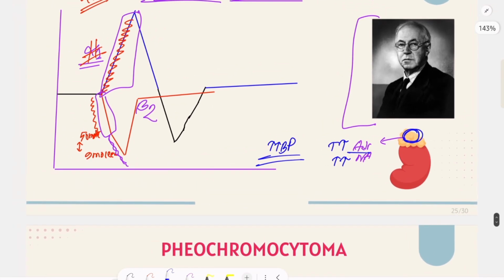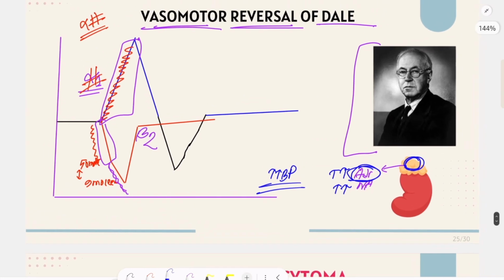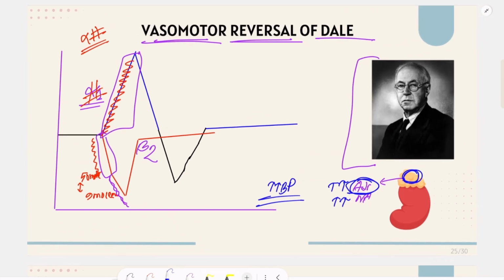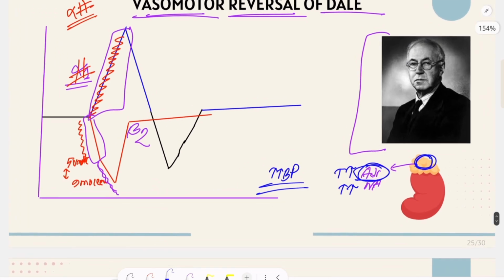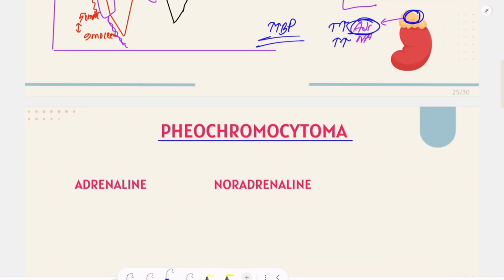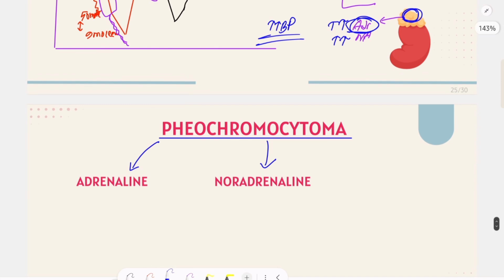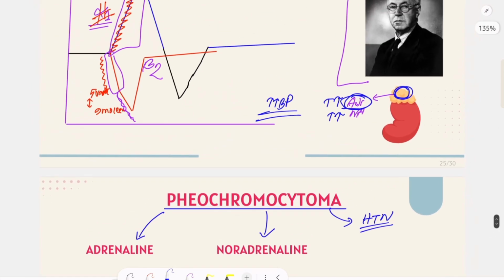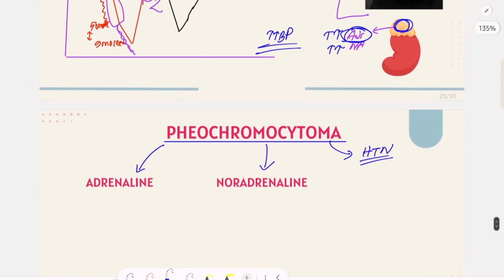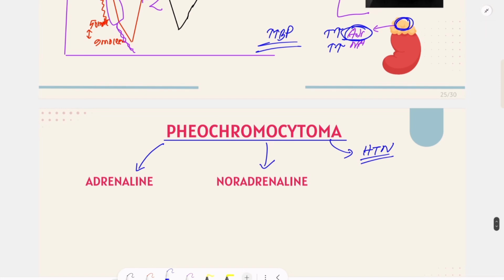So this adrenaline which is secreted by an adrenal tumor will act like IV adrenaline, as it is directly secreted into the blood. And pheochromocytoma may be of two types: an adrenaline producing tumor or a noradrenaline producing tumor. The symptom of pheochromocytoma is hypertension. Normally, to reduce blood pressure, we will use an alpha blocker, which we will discuss a little bit later.